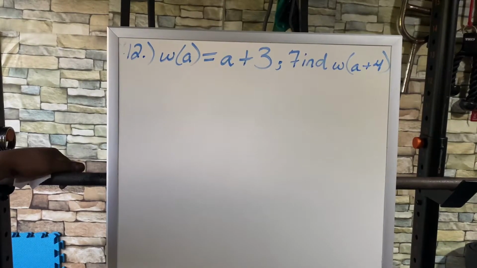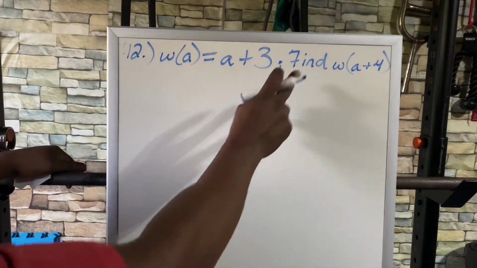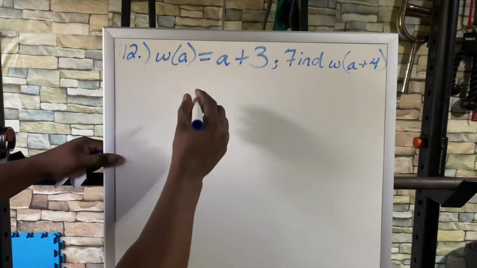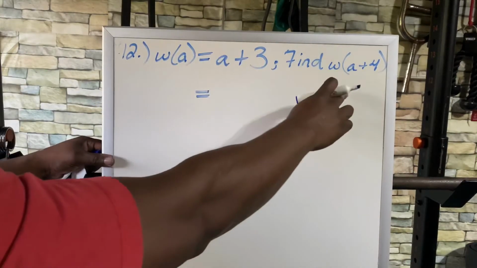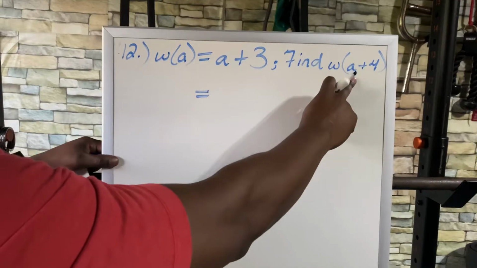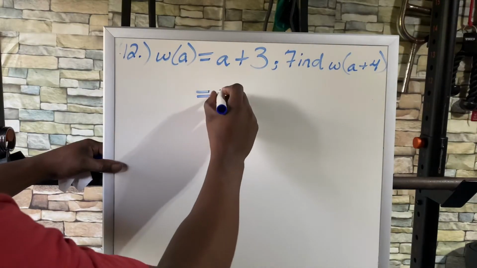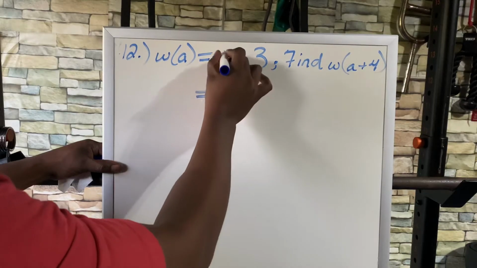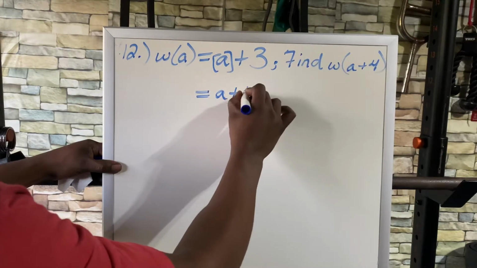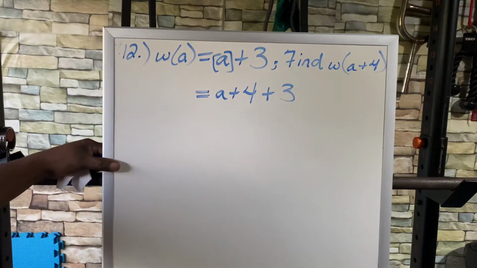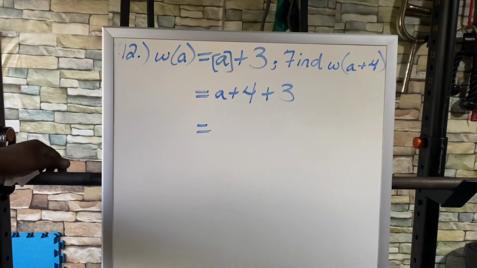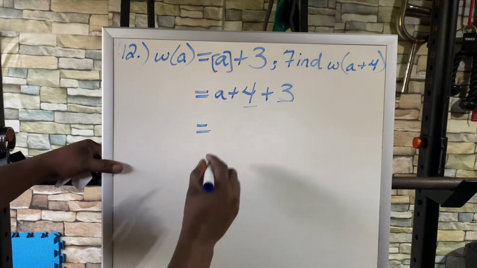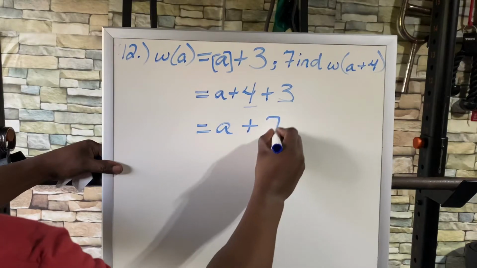Number 12, W of a equals a plus 3. Find W of a plus 4. We're going to start from this point. We're not going to write this side this time. It really doesn't matter, but I do it just to show you where this goes. Once again, we have another binomial. So we're going to replace it right here with the a. A plus 4 plus 3. What are our like terms? 4 and 3. A plus 7 is your answer.